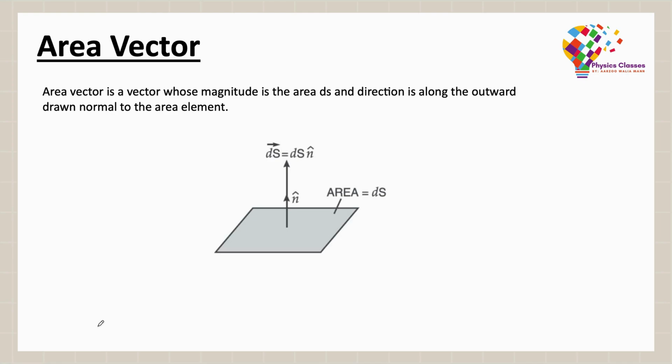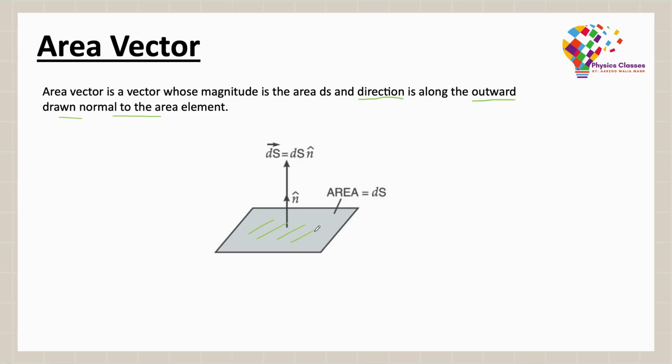Now, area vector is a vector which has a magnitude which is same as that of the normal or the usual area that you calculate, but it will also have a direction. So what is the direction of your area vector? Now the direction of your area vector is along the outward drawn normal to the area element.